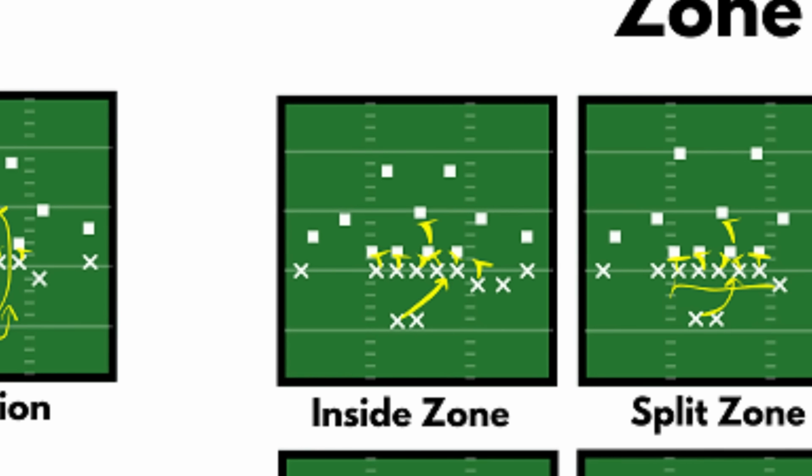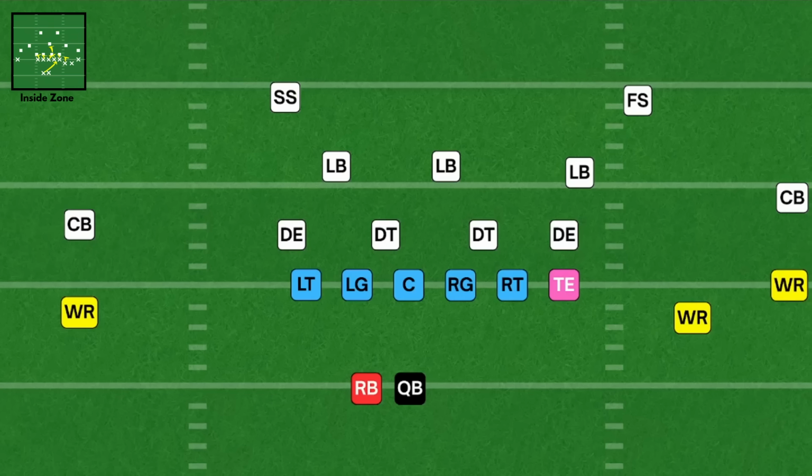Inside zone. Inside zone is the foundation of zone scheme running, usually targeting the B gap, through coordinated lateral movement that displaces defenders from their original positions. The offensive line executes a distinctive 2-step process. Step laterally in unison first to gain leverage on the play side, then drive vertically to move defenders. This lateral movement is a defining characteristic of zone run plays.